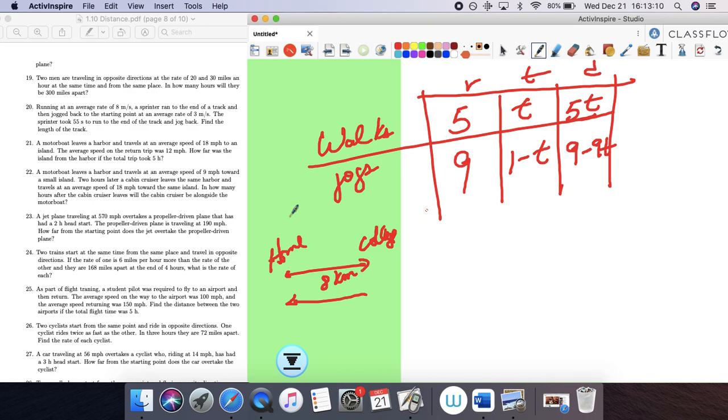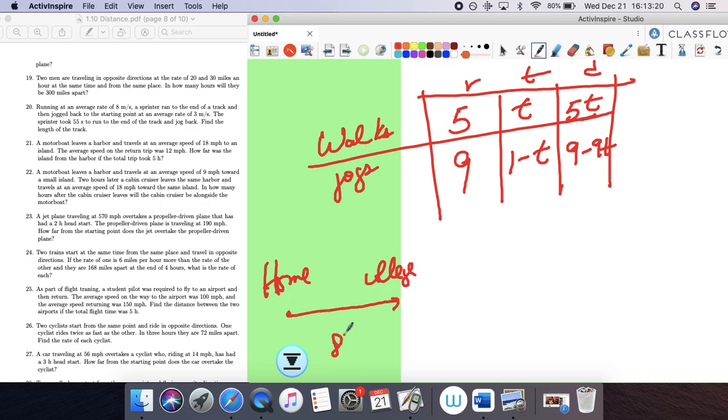So sorry, I apologize. Here's home, here's college, right? The total distance is 8 kilometers. So part of that trip he spends walking, and part of that trip he spent jogging. Now I understand the question. I don't know how much of that trip is walking and how much is jogging. That's what we're trying to figure out.